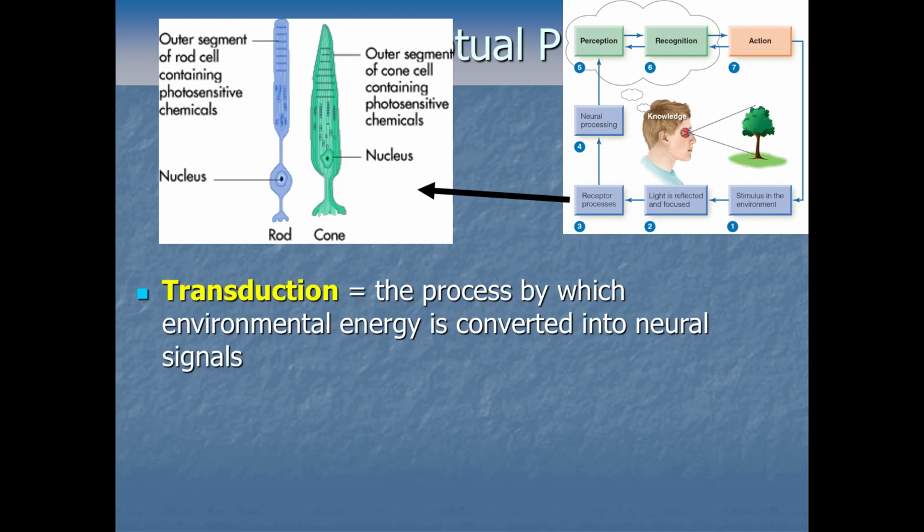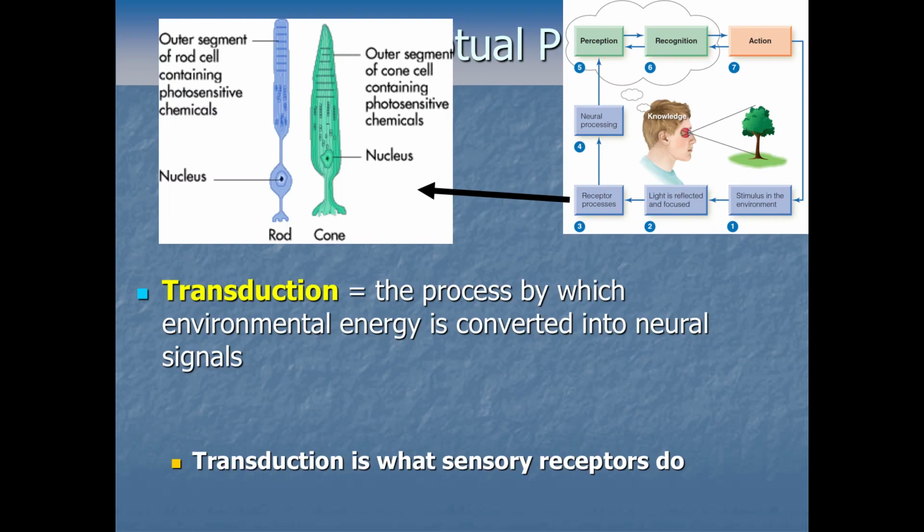The light doesn't continue moving throughout your brain. There are not light waves bouncing around in your brain. Rather, it's neurons firing at this point. We've converted from one type of energy to a different type. So transduction, it's a process. We could say transduction is what sensory receptors do.